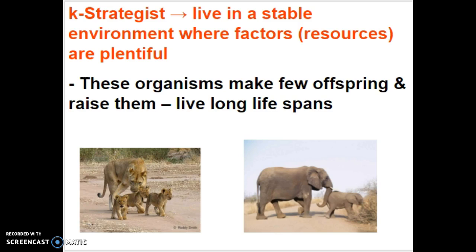A K strategist, however, is an organism that lives in a very stable environment where the factors are plentiful or at least available at a steady rate. So because they don't have to worry about their environment and surviving through that, these organisms tend to have fewer offspring and they spend time raising them. And they tend to live very long lifespans because, again, if the factors are plentiful, then they don't have to worry about where the next meal is coming from or how their offspring are going to survive to the next season.